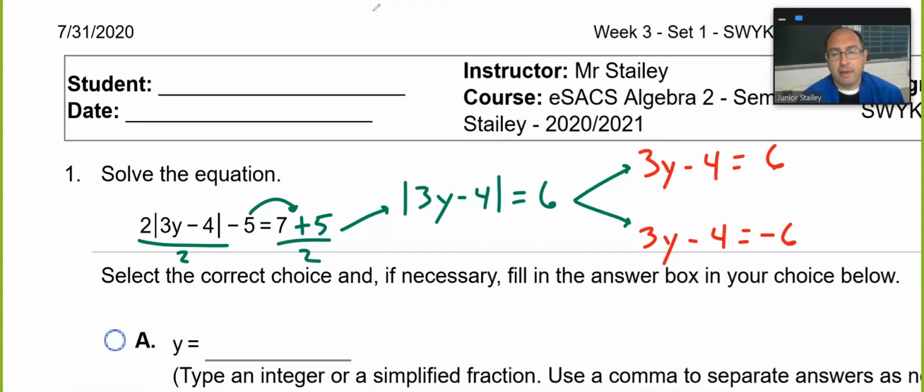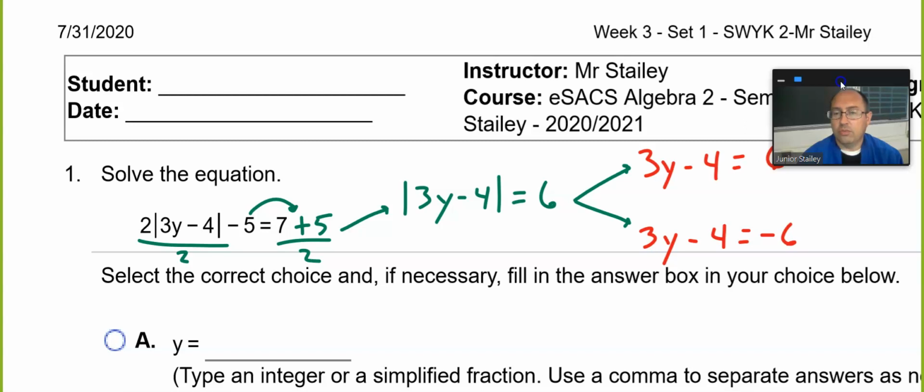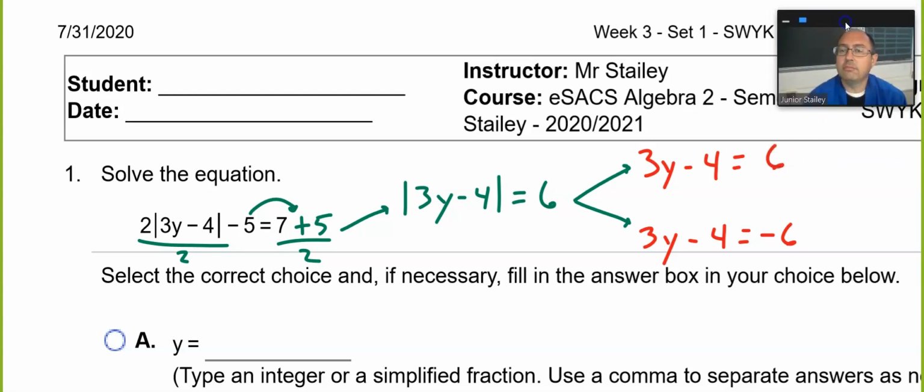We're back, and this time we're doing week 3, set 1, SWYK 2 notes. Okay, so we'll get right into this.